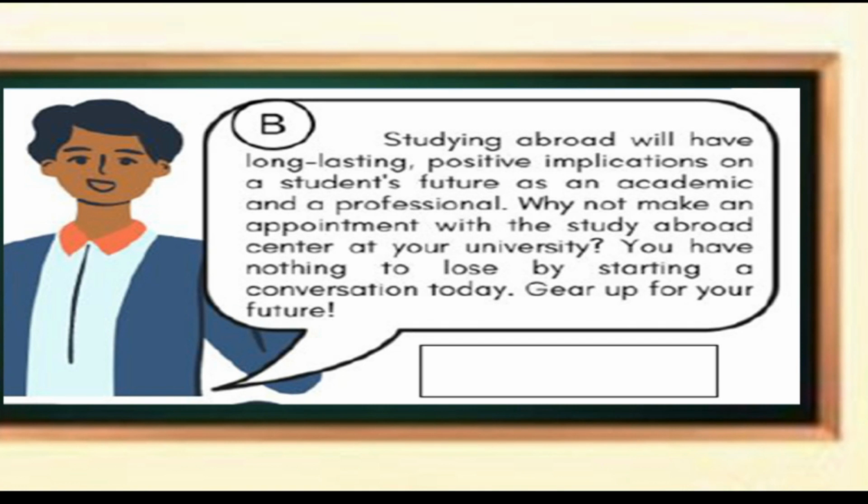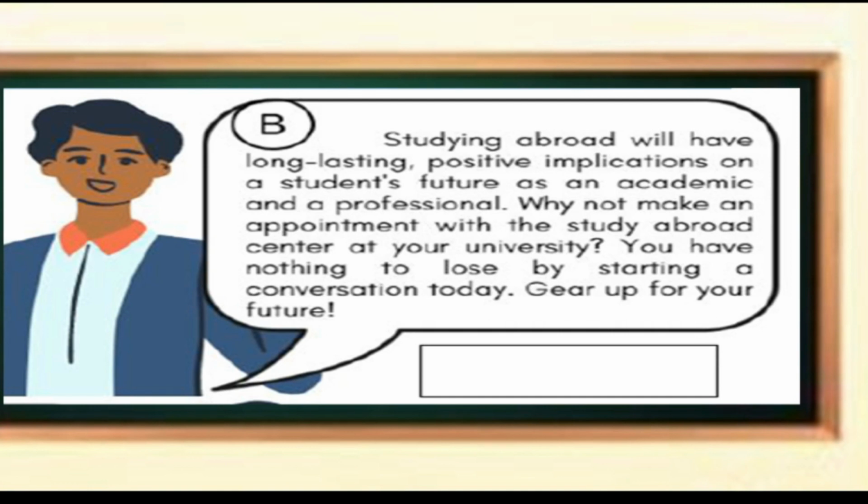This tells the readers about what the writer wants to do, which is he wants students to try studying abroad. Okay? So like what he said in the last part, this is really a persuasive text because he is really persuading the readers to agree or to take action. He said, gear up for your future.